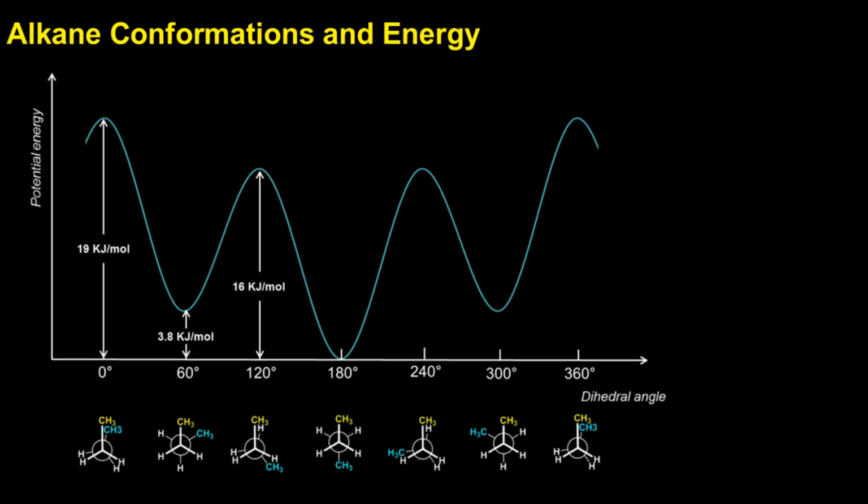Looking at the energy graph, we can see the trend even more clearly. Staggered conformations are always lower in energy than eclipsed ones, and the anti conformation is the most favorable because it minimizes steric strain the most. And that wraps up butane. As we move on to even larger molecules, these effects become even more important, influencing everything from molecular shape to how reactions actually happen.